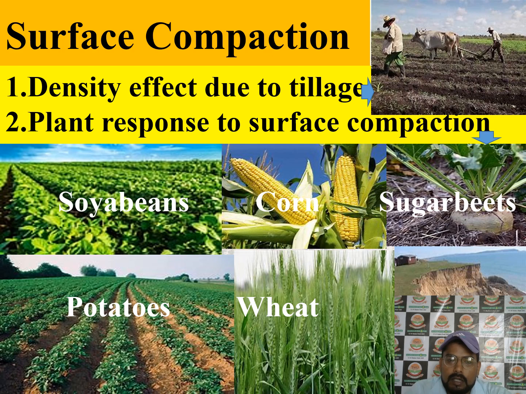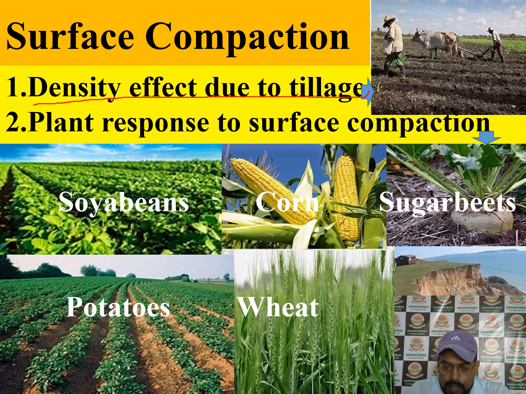Next are the causes of compaction, like density. First is the effect of tillage on bulk density. That means continuous tillage, more tillage, creates sharpness and compactness and increases the bulk density in the soil.